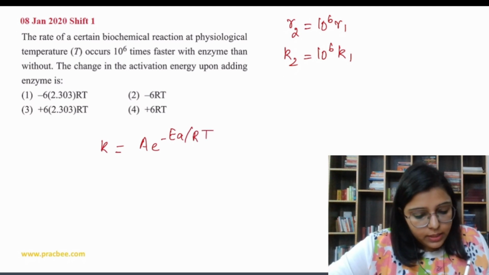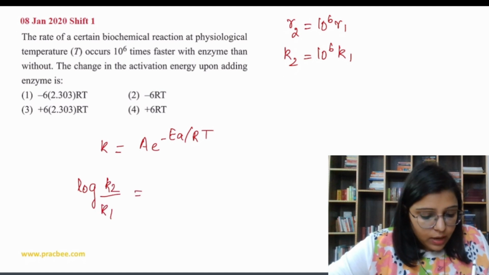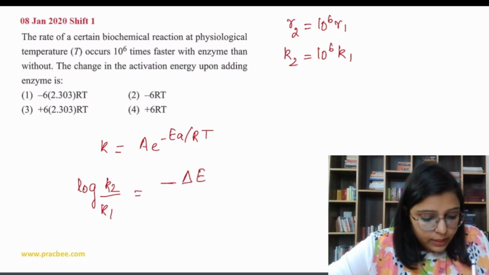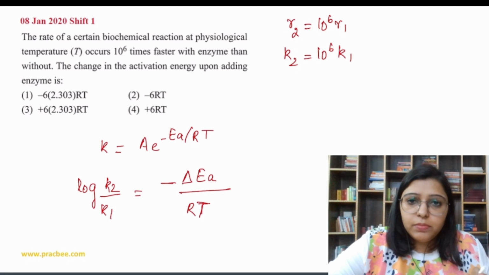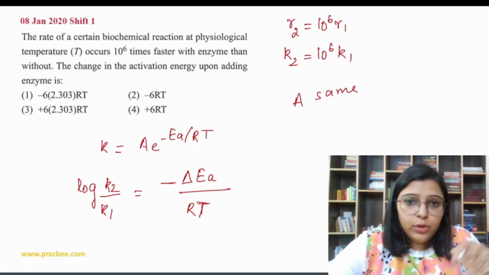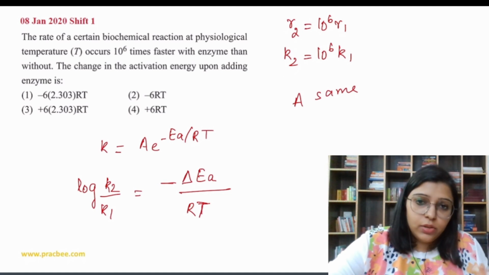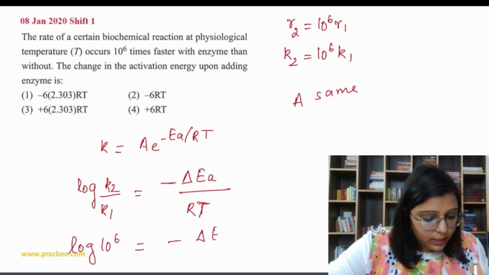So what we can say is that log K2 over K1 is minus delta EA upon RT, I am writing this, okay? Plus log A also, we have something, right? So A is same, A is same. K2 and K1 are different values, right? So log K2 by K1 will be how much? That is going to be log 10 to the power 6, so minus delta EA upon RT.